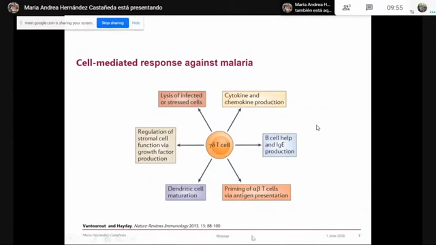They can also provide help for the B cells and promote the production of IgE. They can present antigen for alpha-beta T cell priming to trigger dendritic cell maturation, and they can regulate stromal cell function via growth factor production. But the most important role is the lysis of infected cells.